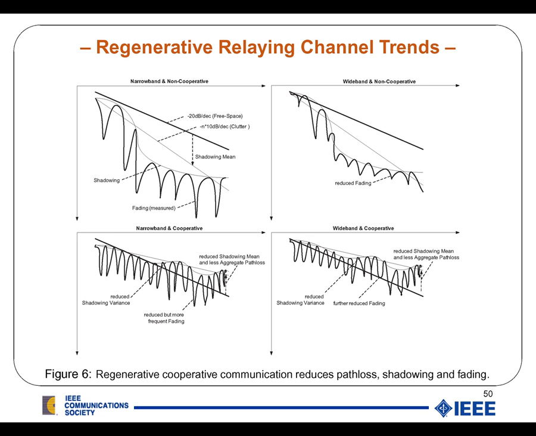We will also see later that the fades are deeper and that the fades are more frequent. That means they happen more frequently than in the case of the non-cooperative transceiver, so we have fades which just happen more often. We also observe that the shadowing has a slightly reduced variance.